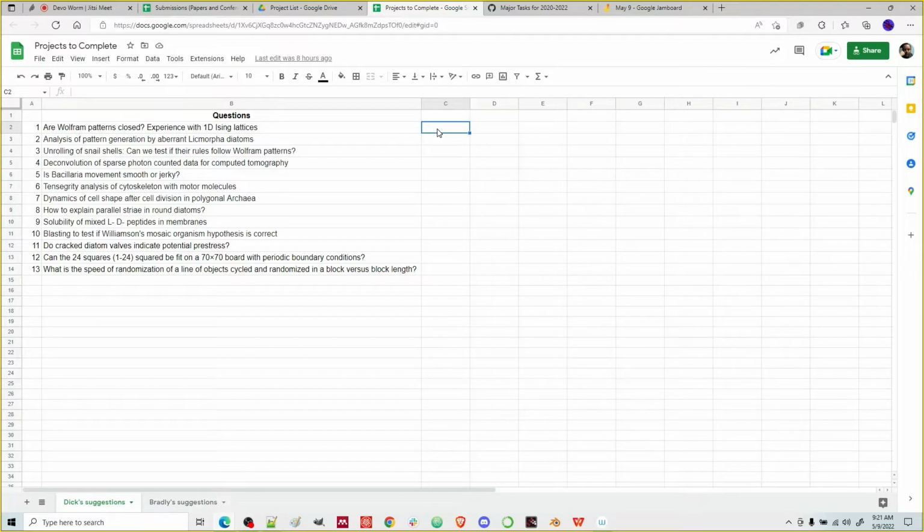So the first one is, are Wolfram patterns closed? Experience with 1D Ising lattices. We talked about the Ising lattices, I think, in January, but we've never really gotten on with it. I know that Tom expressed some interest in it. Has Tom contacted you, Dick, about that since? Not lately, no. Okay.